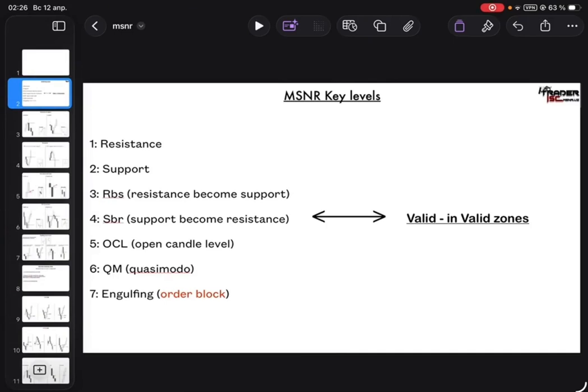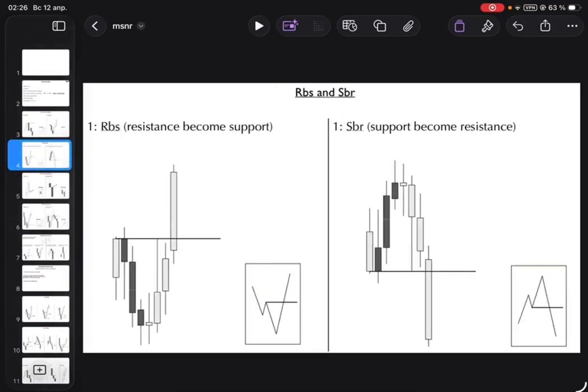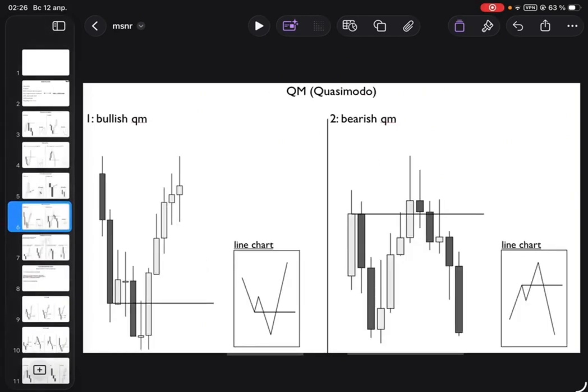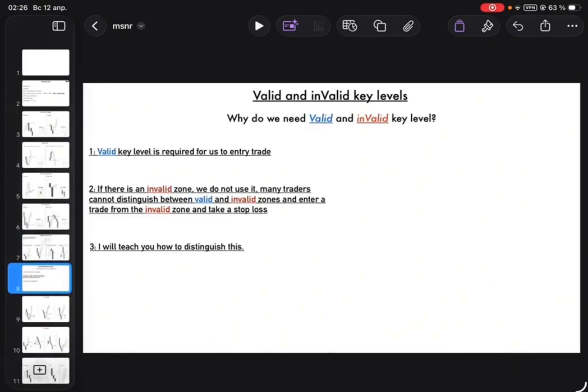We have 7 K levels for SNR. The first one is resistance and support. And the second one is RBS and SPR. The third is OCL, that is open candle level. And the next one is QM, QLC model. And the next one, and the most necessary one, is engulfing, that is order block. Next, we will talk about valid and invalid zones.